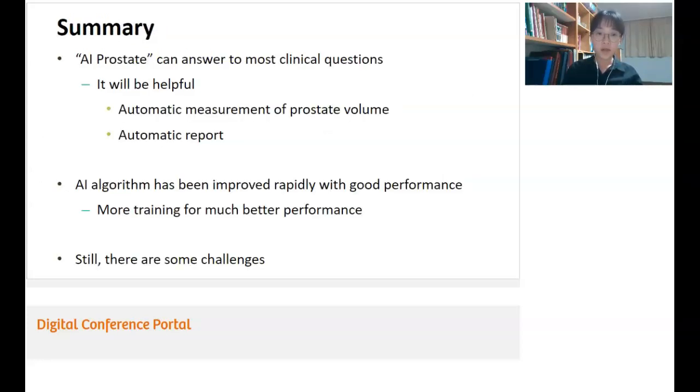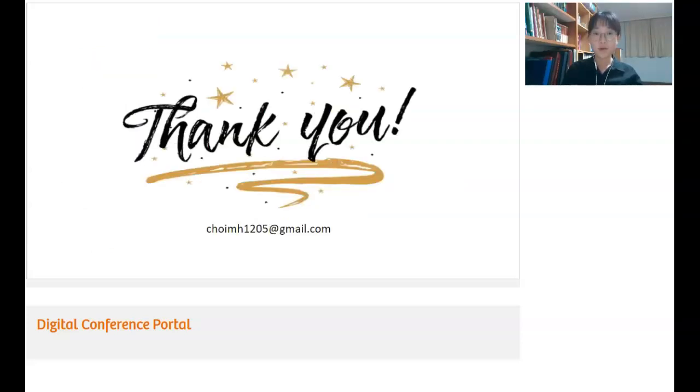In summary, AI prostate can answer most clinical questions. The AI algorithm has been improved rapidly and it shows good performance. However, more training with tricky cases is necessary for much better performance. Still, there are some challenges for AI prostate to spread widely. Thank you very much.